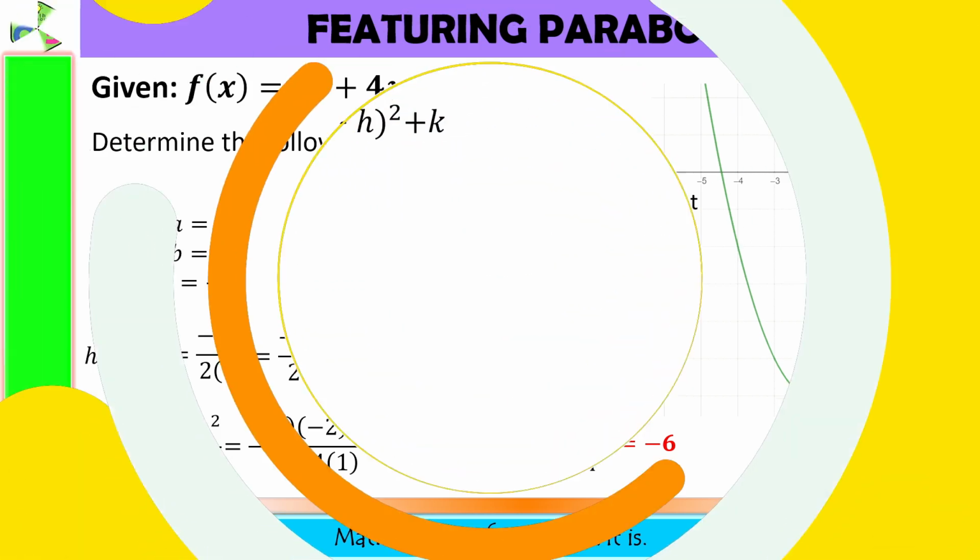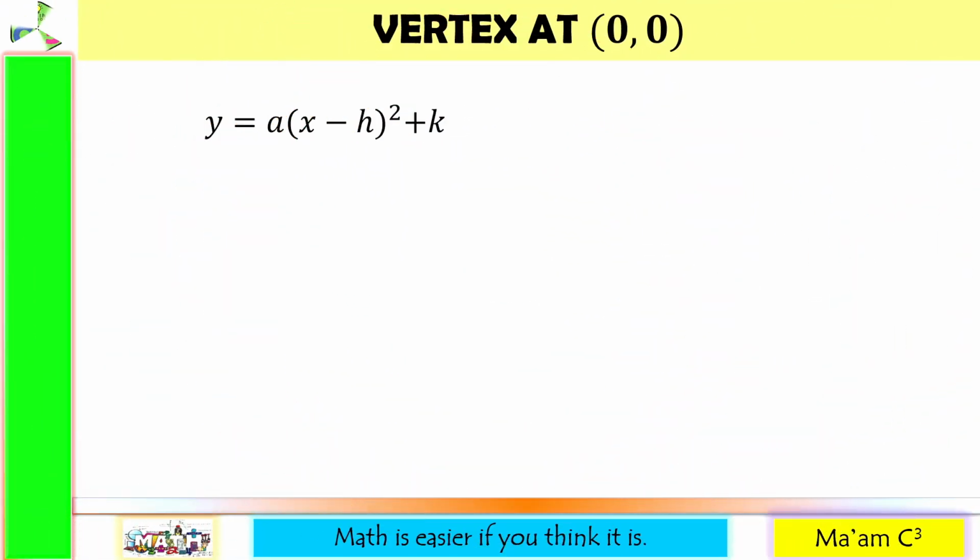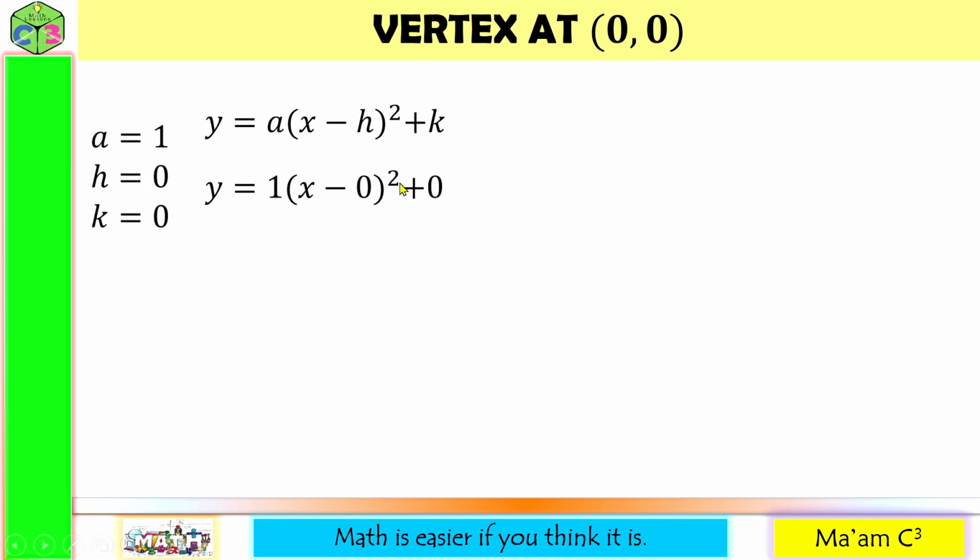Now let us discuss vertex at the origin. We have learned previously that the vertex form of a quadratic function is written in this way. What if our a is equal to 1, our h is 0, and our k is also 0? Let us substitute these values here. So we have x minus 0 is x, quantity squared is x squared, times 1 is still x squared. No need to write plus 0 here. So we have y is equal to x squared. This is the function of the parabola whose vertex is at 0, 0.